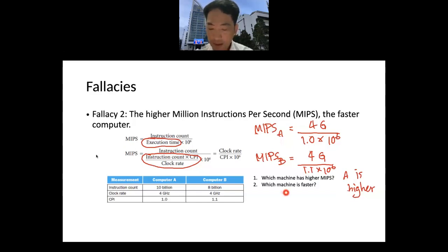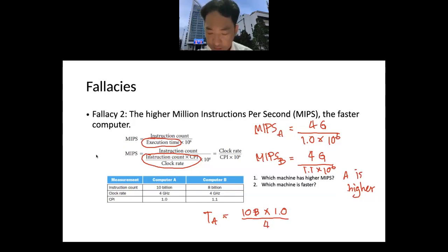How about the time for machine A and machine B? Which machine is faster? To calculate the time, we can use the formula here: instruction count times CPI divided by clock rate. So time for machine A, instruction count is 10 billion times CPI, which is 1, divided by clock rate, which is 4.